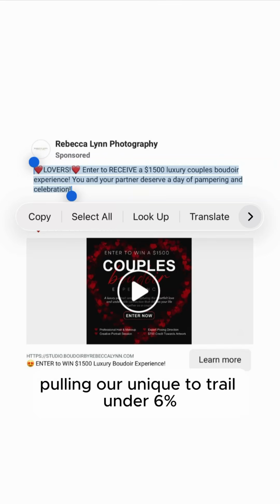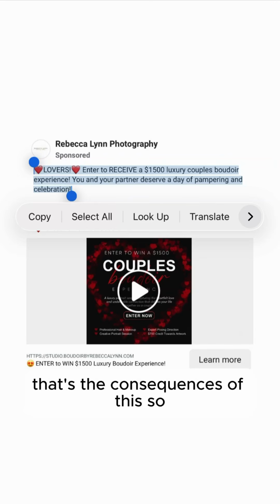pulling our unique CTRL under 6%, contributing to BLCS. That's the consequences of this.